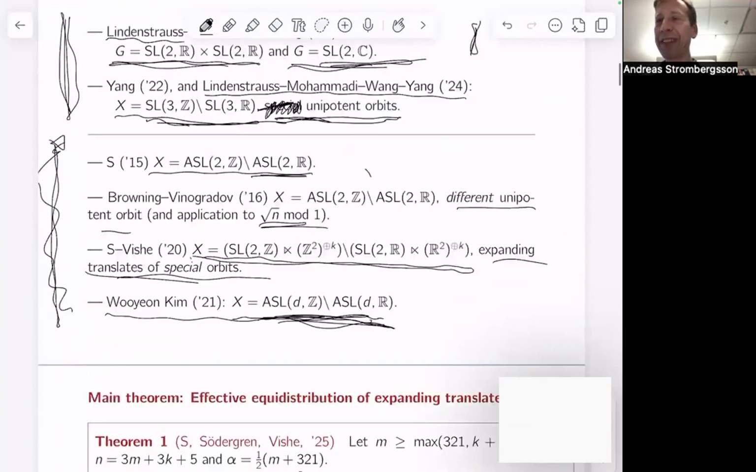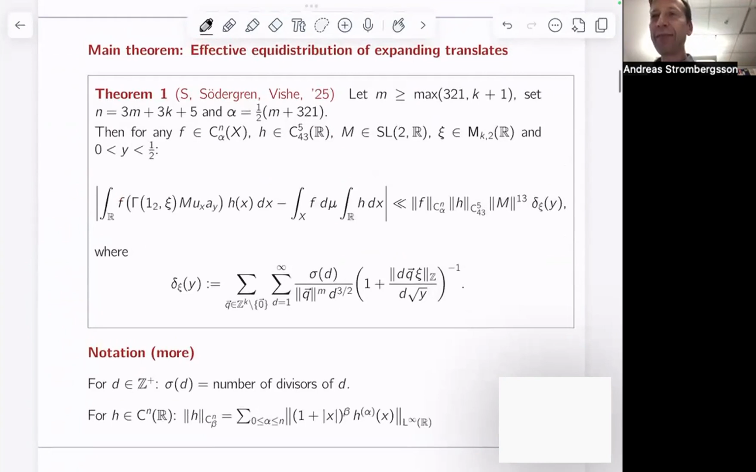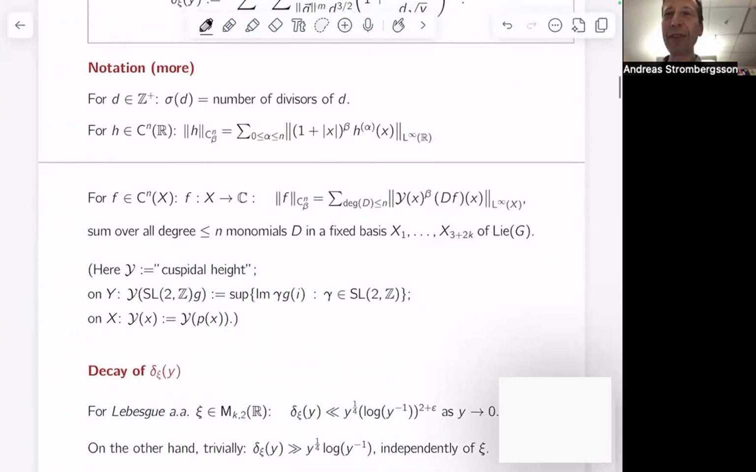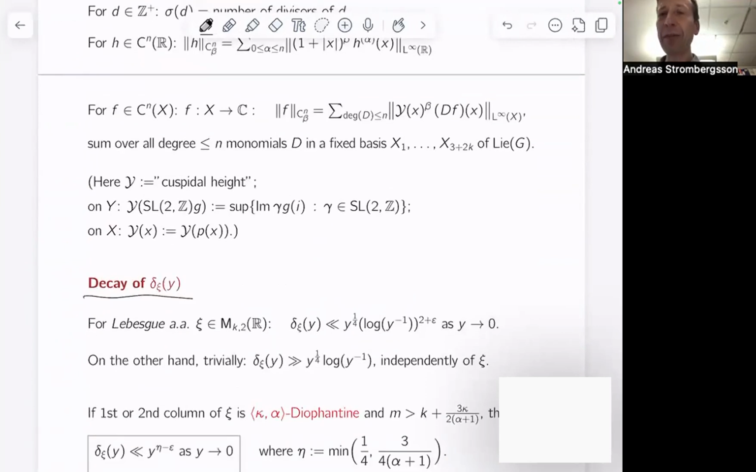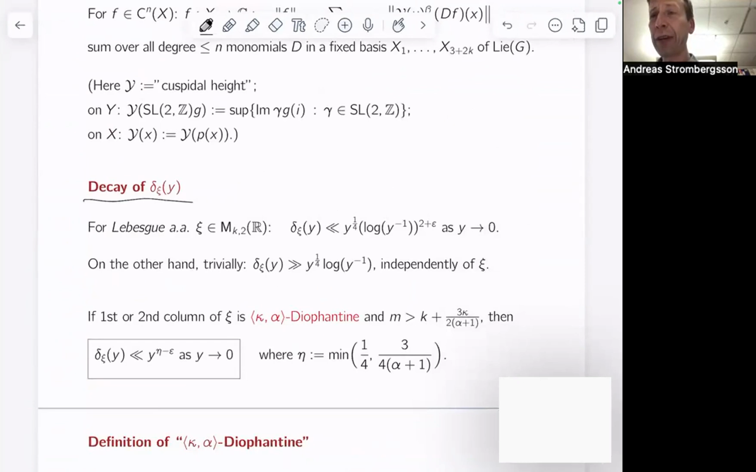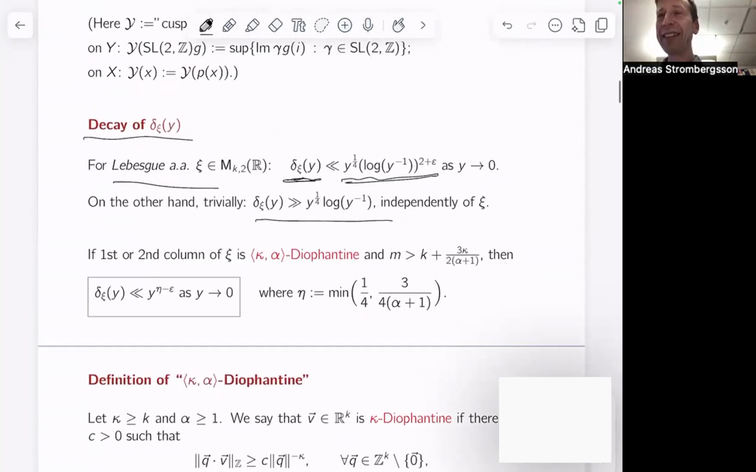Okay, thanks. So some more comments about the result. I'm not going to tell about what notation for Sobolev norms we have, but just some comments about the decay. I already said that we get a power rate. Actually, this delta psi sub y, if psi is generic with respect to Lebesgue measure, then it decays essentially like y to the 1/4. But it never decays more rapidly than that. It's trivial to look at this sum and see that it is always larger than y to the 1/4.